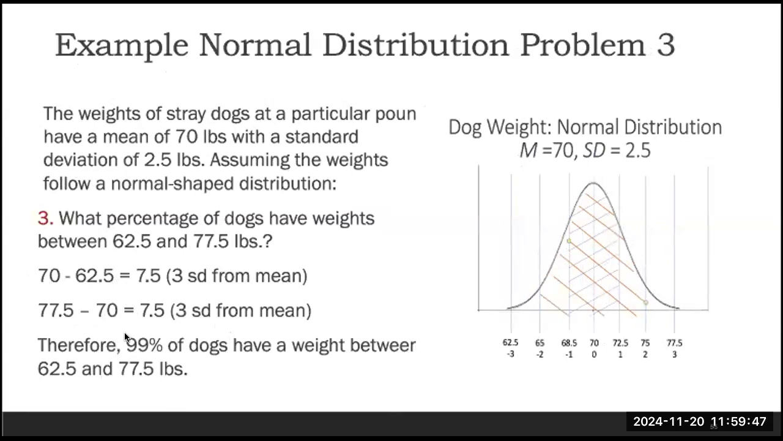So another question I might ask is, what percentage of dogs, so we're reversing it, have weights between 62.5 and 77.5? Well, then you look at your little drawing, and 62.5 is 3 standard deviations below the mean, and 77.5 is 3 standard deviations above the mean. And what we know from the 68, 95, 99 rule is that if we are talking about all the dogs within 3 standard deviations of the mean, we're saying 99%.